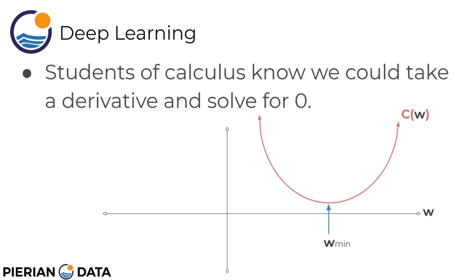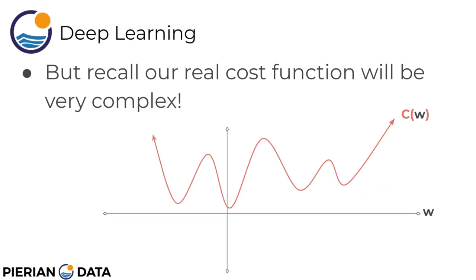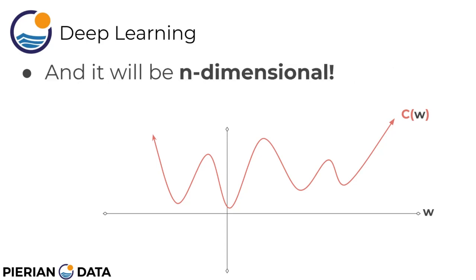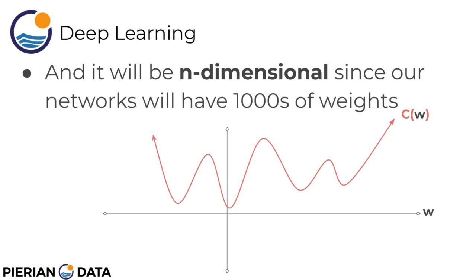Now, students of calculus know what we could do is just take the derivative of this cost function and then solve for 0. But recall, our real cost function is going to be super complex, and it's not going to be one-dimensional, two-dimensional, or even three-dimensional. If you take a look back at that network, it's going to be as many dimensions as there are W, and that's not even something I can actually plot. So again, it's going to be n-dimensional, which means taking that derivative and setting it equal to 0 is not something you're going to be able to calculate without spending 1,000 years of computational time. Our networks, especially when we build out really large networks, are going to have thousands of weights, hundreds of weights. We're not going to be able to take that derivative.